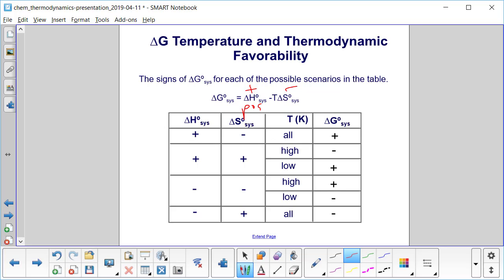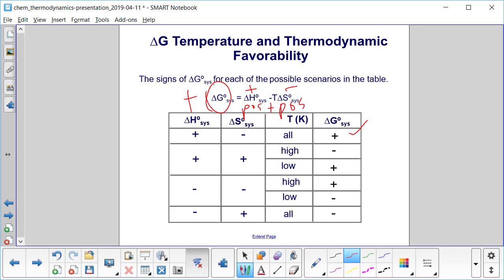And then you have minus. Then this delta S term will make this whole thing negative. So minus multiplied by this negative gives you a positive term there. Okay? And so what that results in is this delta G will always be positive because we're just adding together two positive numbers. So you can see that right here, that if delta H is positive and delta S is negative, for all temperatures, delta G is always positive.